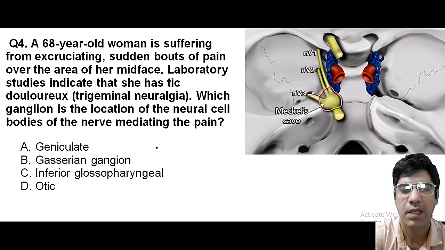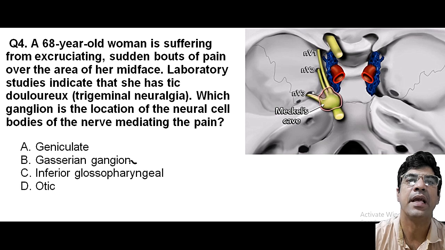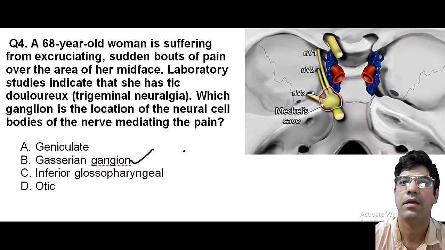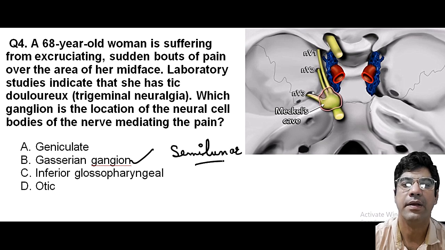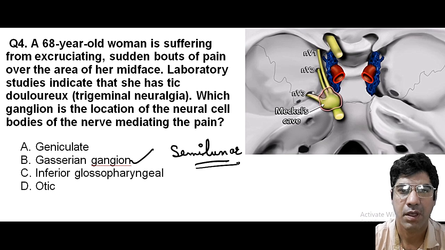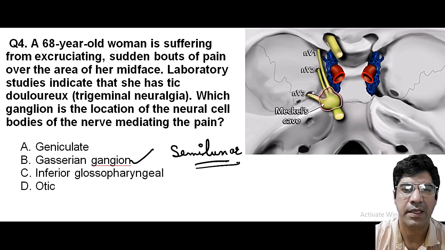So remember, the other name of Gasserian ganglion is the semilunar ganglion. So it is the location of the sensory neuron cell bodies of the trigeminal nerve.